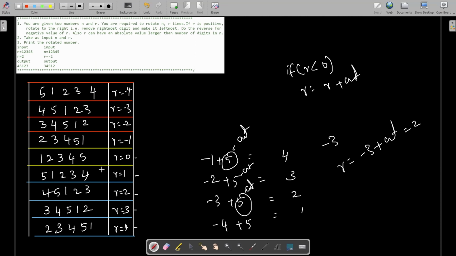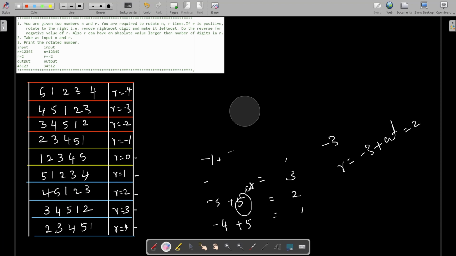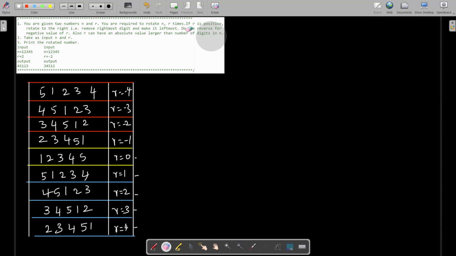So now we found our rotation. What are the things we have? Let's take my number is this, my count is 5, my rotation is 2 in this case. Within these things you have to find the final answer. Suppose your rotation is equal to 2, you have to construct the number 45123.